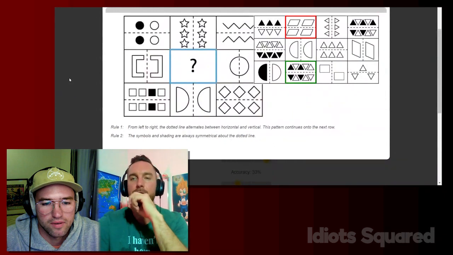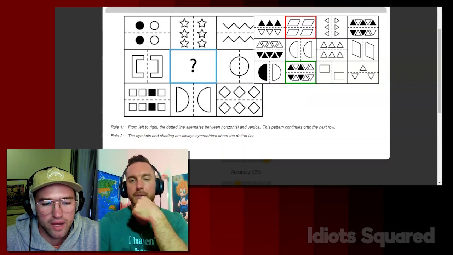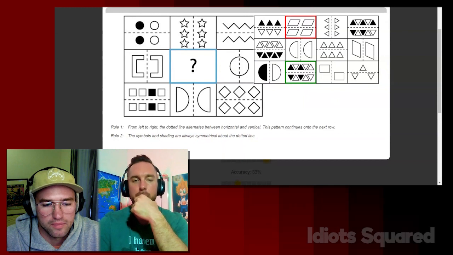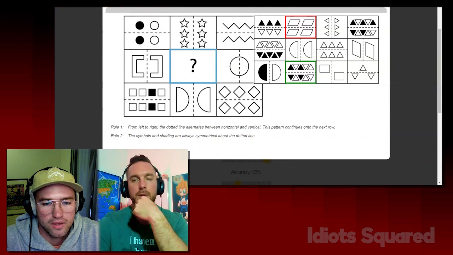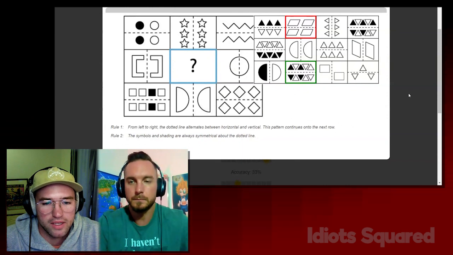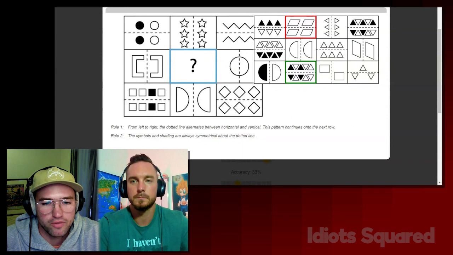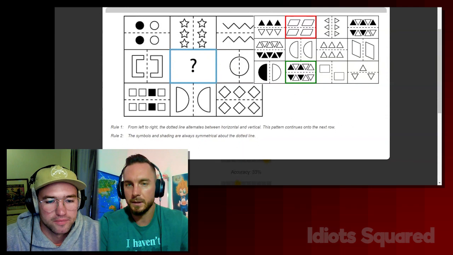Oh, you said that one, didn't you? Didn't you say the triangles? Weren't you debating between this one? Yeah. I wasn't sure. You were right in the cross one. So from left to right, the dotted line alternates between horizontal and vertical. This pattern continues onto the next row. The symbols and shading are always symmetrical about the dotted line. Oh. Yeah, so we fucked up with the top one. We picked asymmetrical. That's my bad. All good, guy. What number was that? Was that 7? I think so.